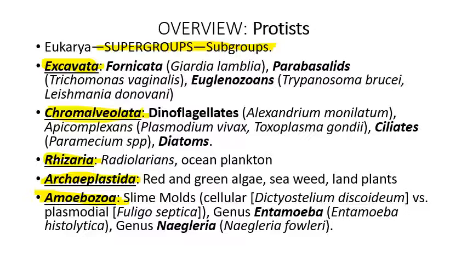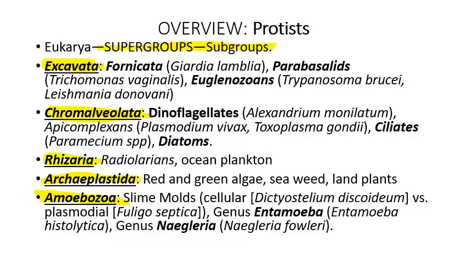So these are the main five supergroups that were inserted in between the domain Eukarya and all of the eukaryotic phyla. And then within each of these supergroups, you have certain subgroups. So what we're going to do is a survey course. We're going to sample some of these supergroups, and some of the important members within the subgroups contained within these supergroups.